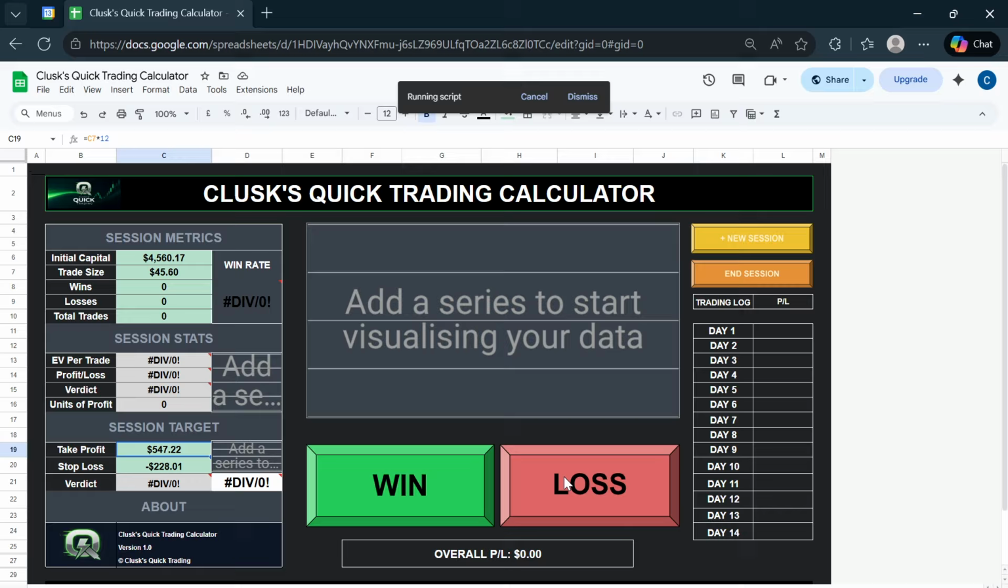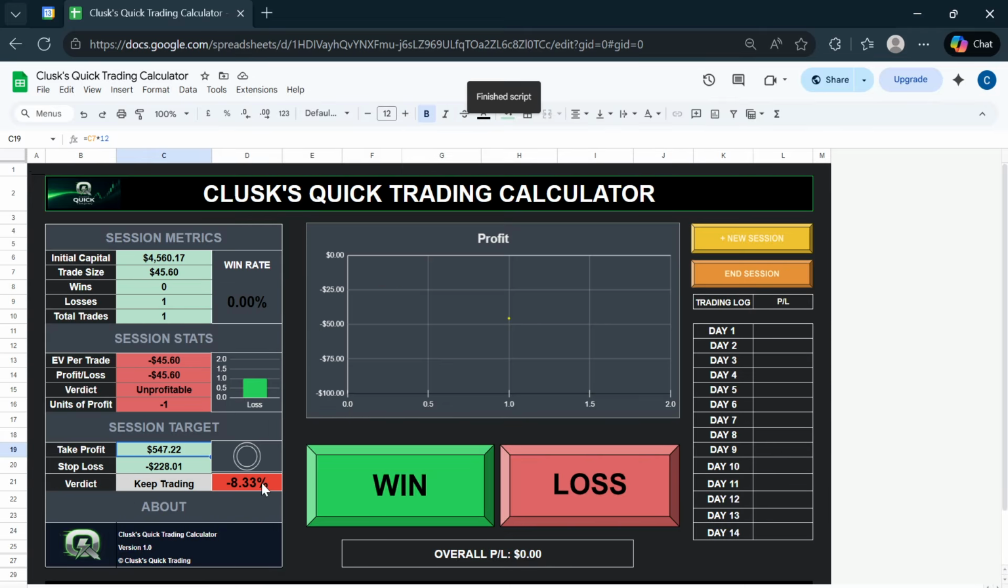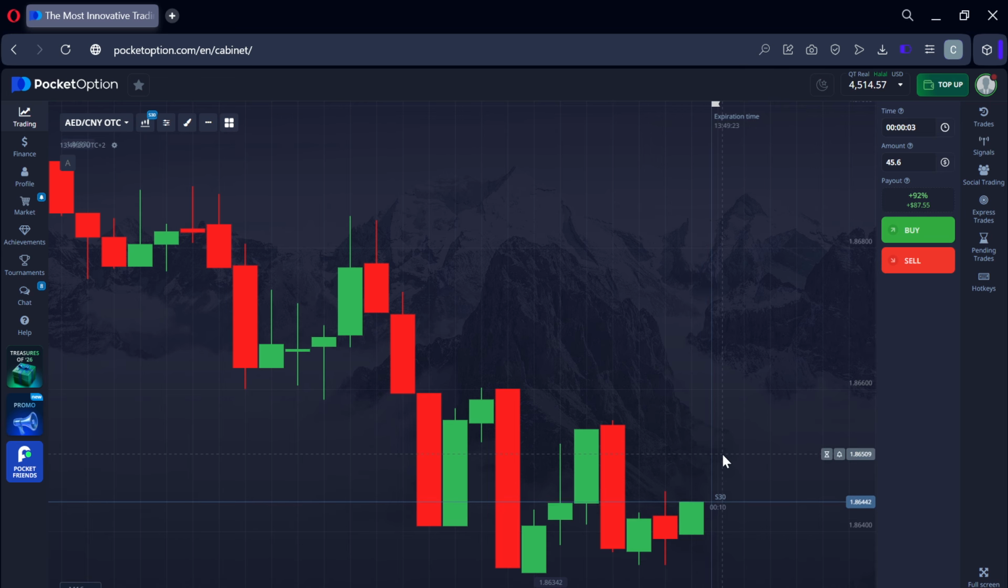Hopefully, let's see. Looks like it's quite hesitant on both sides. This looks like it's going up very clearly. I'm going to take a buy here in 25 seconds. And we lost that trade. So we're going to add a loss here. And pretty much we're literally going to end the session when we hit take profits, or end the session when we hit stop loss. That's how it's going to work.